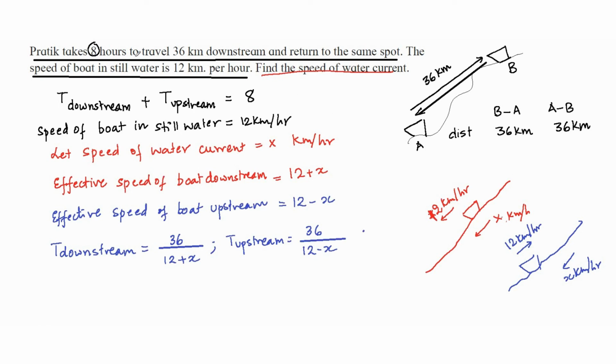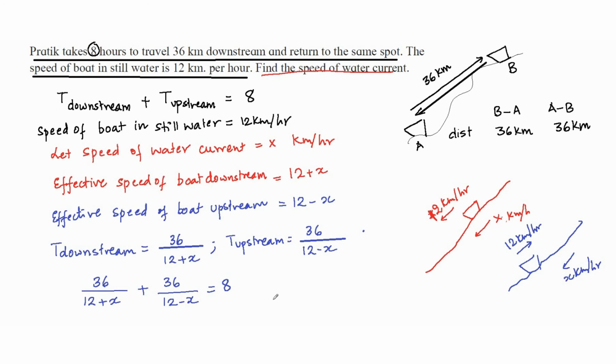By the way, don't assume that 8 hours can be split as 4 and 4 hours, because the time taken to go upstream is going to be much more than the time taken to go downstream. That's because the speed upstream is lesser as compared to downstream. Now the equation I can build is: time taken to go downstream is 36 by 12 plus x and time taken to go upstream is 36 upon 12 minus x. This total time is equal to 8 hours.